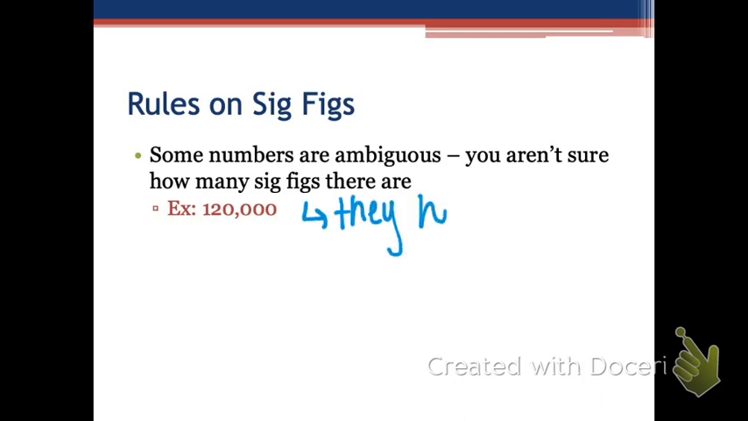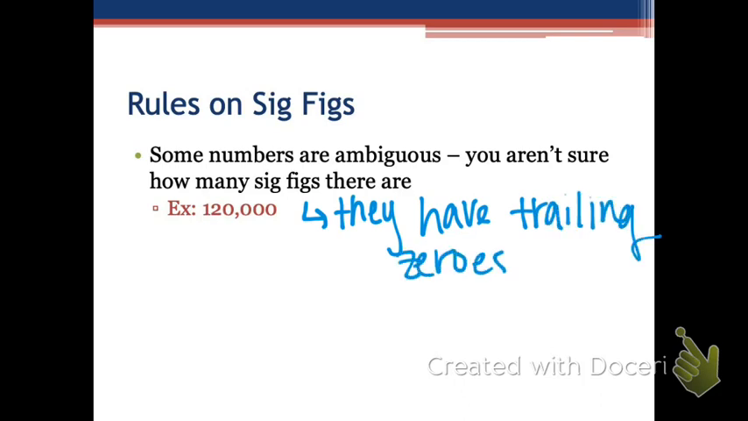Ambiguous numbers have what I call, I think I made up this term, trailing zeros. I don't know if zeros has an E on it, but whatever. Okay? They have trailing zeros. See how these guys right here? Those are what I would consider trailing zeros. They don't have a decimal place. So we don't have any idea how exact that measurement is.